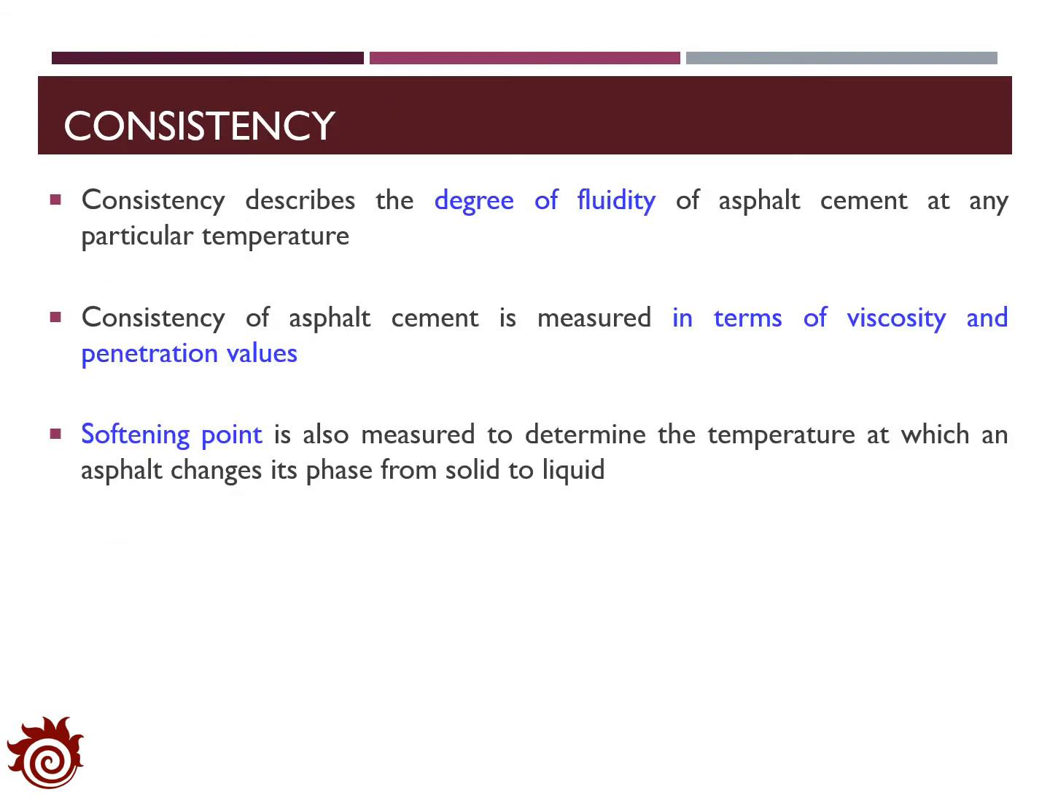The first one, consistency, actually describes the degree of fluidity of asphalt cement at any particular temperature. Usually, the consistency is measured with viscosity and the penetration rate of asphalt cement. The definitions of these two terms will be introduced in the rest of this lecture. In addition, we also need to think about the softening point, which is the temperature when the asphalt cement changes its phase from solid to liquid.